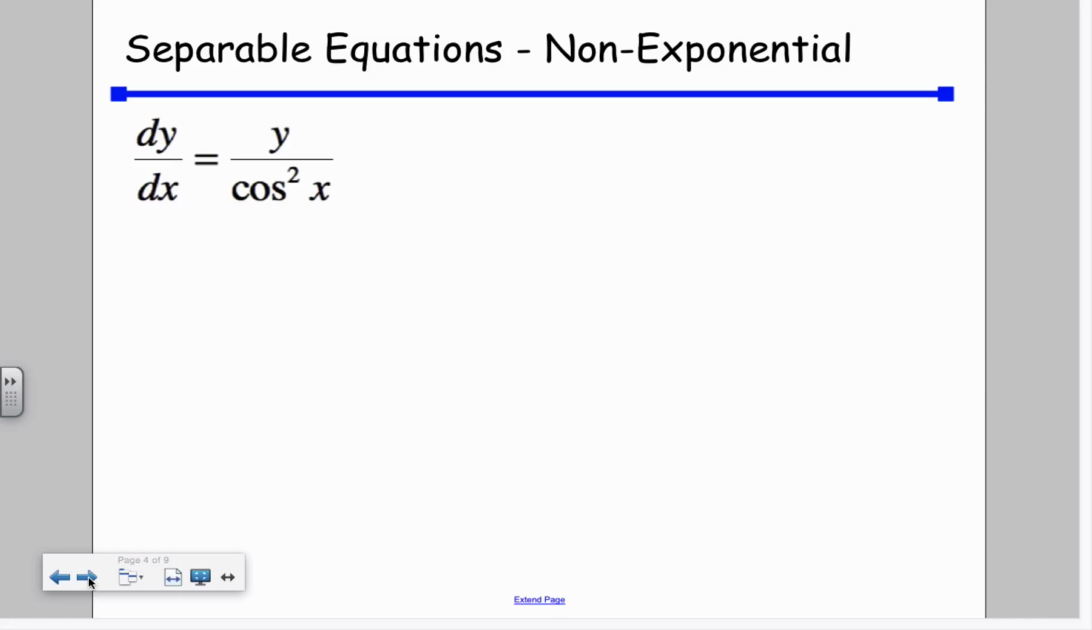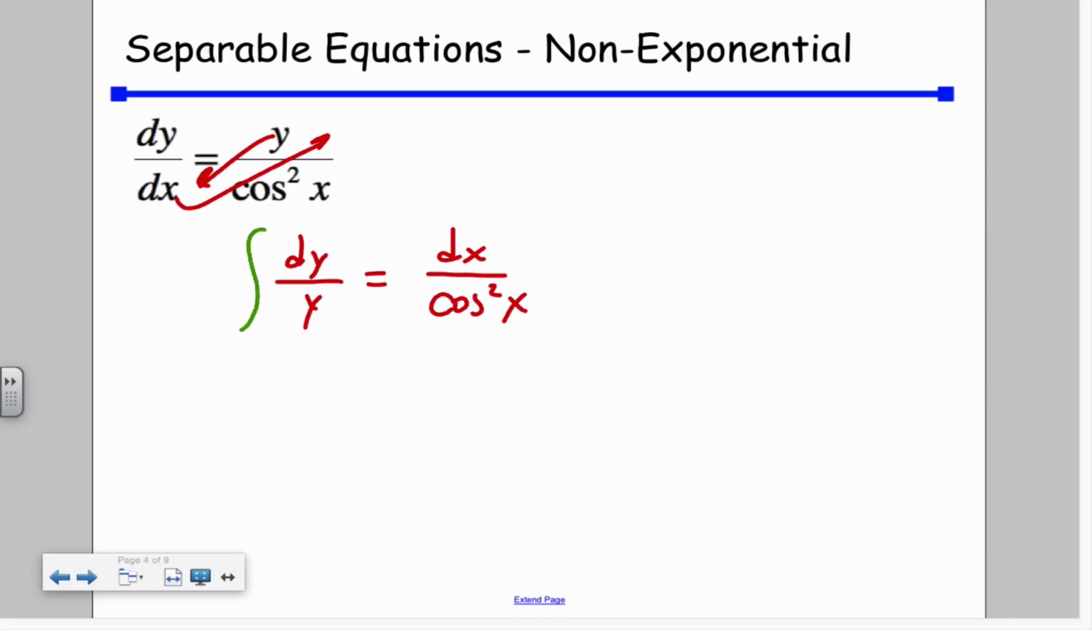Let's look at an example that is non-exponential. So here we have to separate the variables again. So I'm going to move the y down here and move the dx up to the top. So I'll have dx over cosine squared x. Okay, and then we're going to integrate both sides. So if we integrate the left, we're going to have ln absolute value of y. And what do we do with this side? Yuck. Okay. So here we have to use some trig tricks. Let's just remember that 1 over cosine squared is really secant squared. Okay.